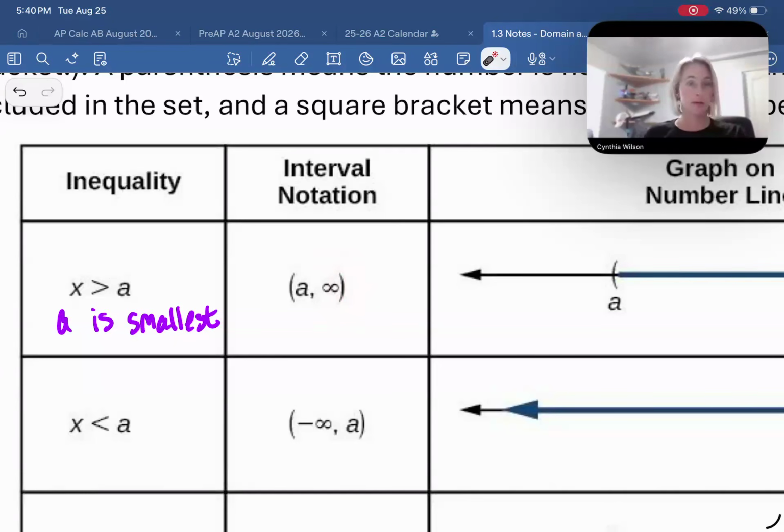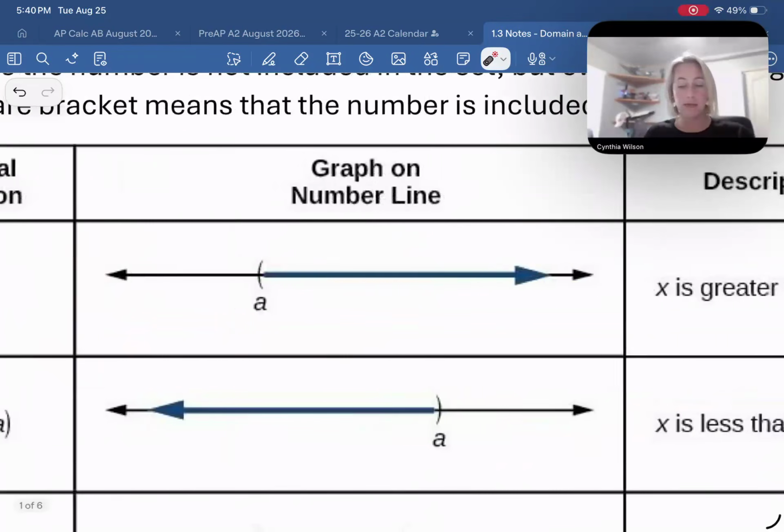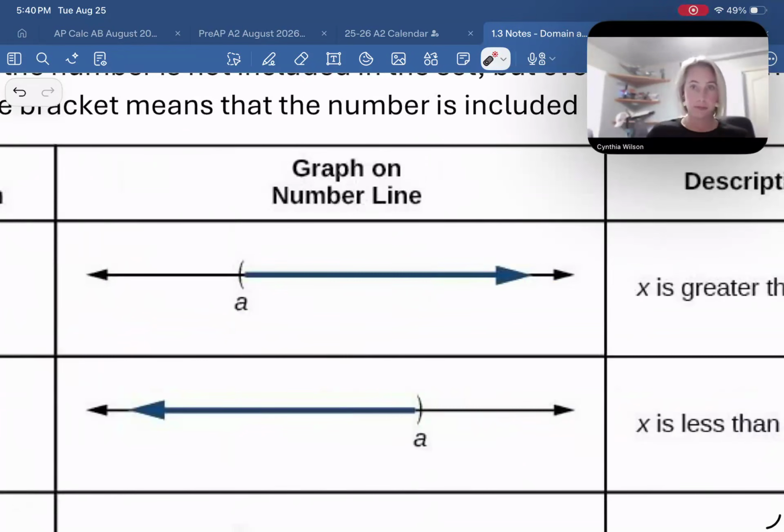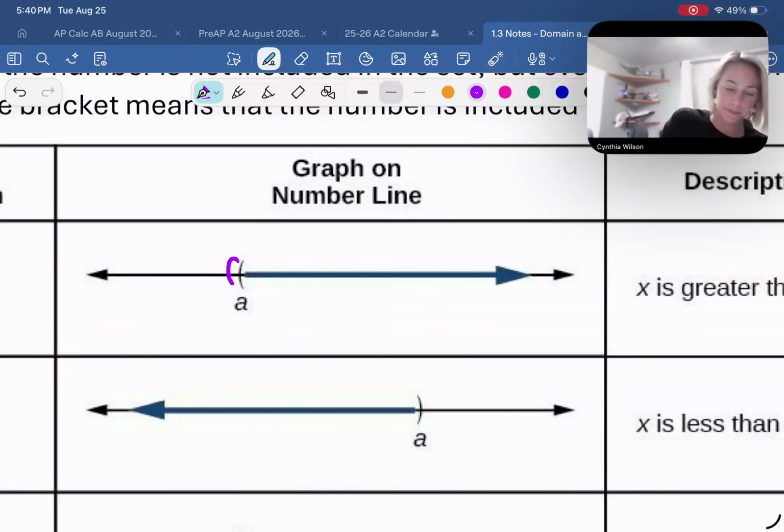Okay, so that's inequality, interval, and then we have a number line. You're going to see your value, the A, whatever it is. And then I never use this notation. I actually hate this notation. I'd rather use, and you'll see it here in a second, an open dot. I don't like the parentheses on a number line. It just drives me insane.